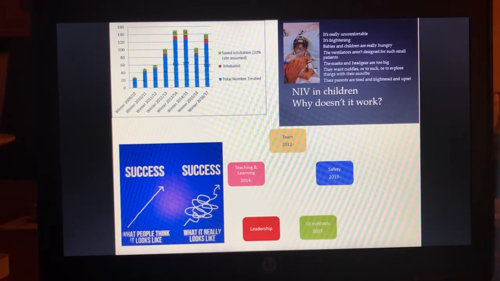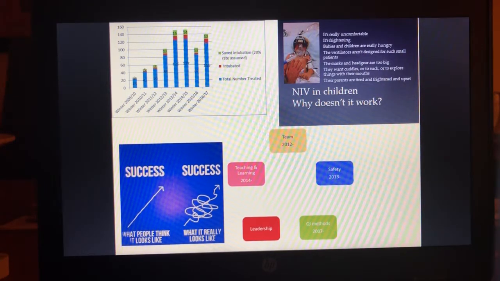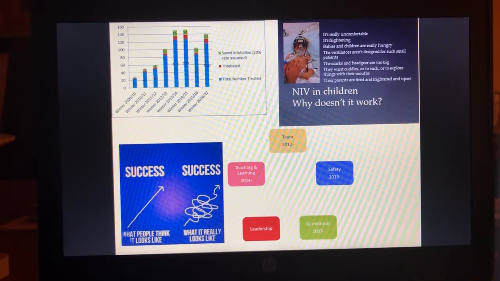If I ask you to move along to the top right-hand corner of the slide, you'll see a list of some of the reasons why NIV proves to be so difficult in children. We know that it's really quite uncomfortable, and that's partly because the masks and the headgears are not really designed for young children, so we've had to adapt.